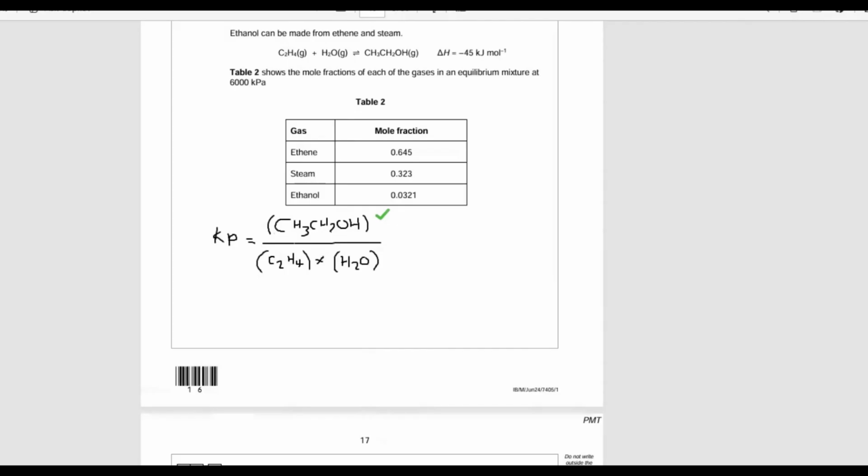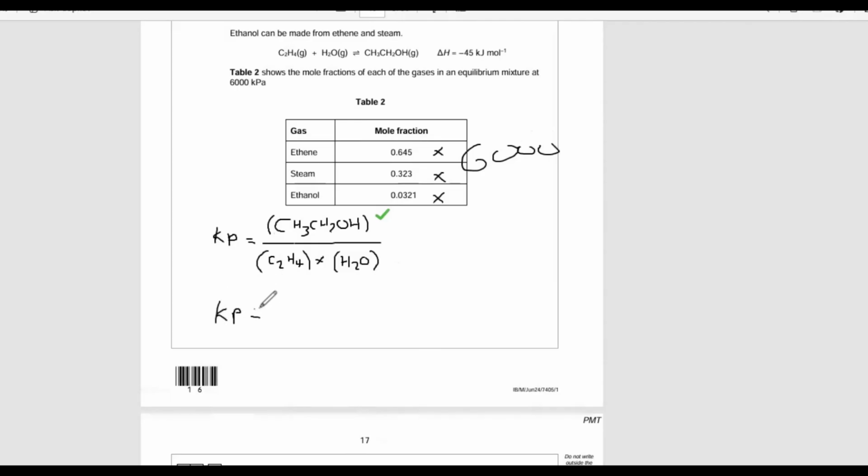Right. Now what we need to do is calculate the value of Kp at 6,000. This means I need to work out the partial pressures of all these individual ones, and that should be pretty easy. They're giving us the mole fractions. So to find the partial pressure for an individual reactant or product, you just times the mole fraction by the total kPa, and the total pressure is 6,000. So I need to do all of these times 6,000 individually, and then set it all out again. So let's try that, eh?